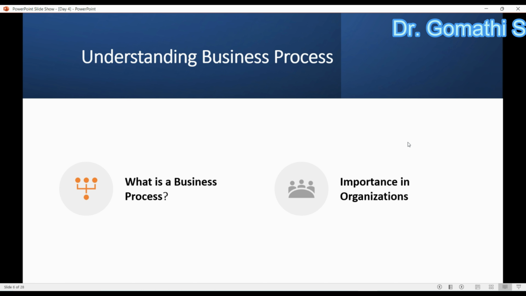A business process is a collection of linked tasks or activities that results in the delivery of a specific service or product. These processes are methodical and repeatable, forming the backbone of all operational activities in an organization.